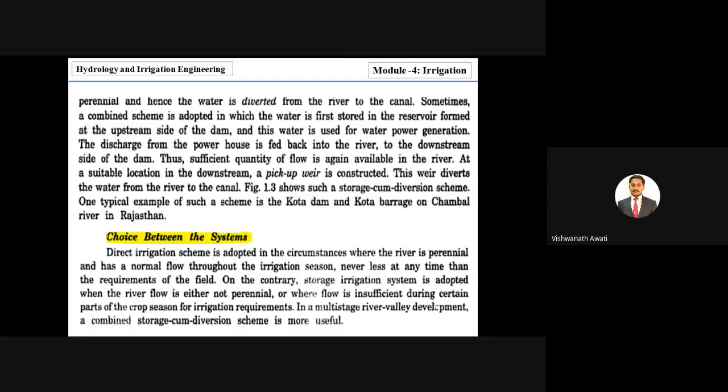The direct irrigation scheme is adopted in circumstances where the river is perennial. See here, the direct irrigation scheme is adopted when a river is flowing throughout the year, a perennial river, has normal flow throughout the irrigation season, never less at any time than the requirement of the field. So we require some amount of water throughout the cropping season, and water has to be available throughout the cropping season.